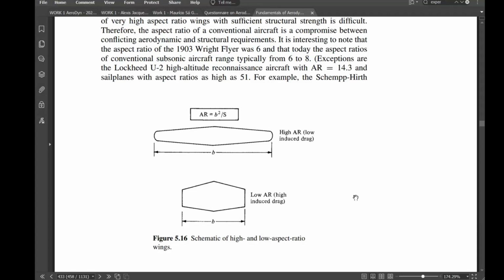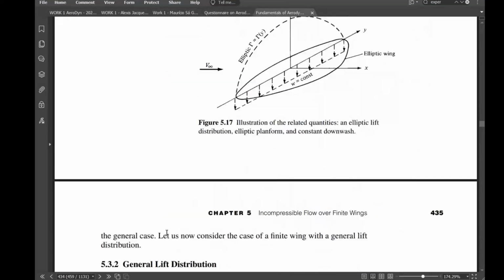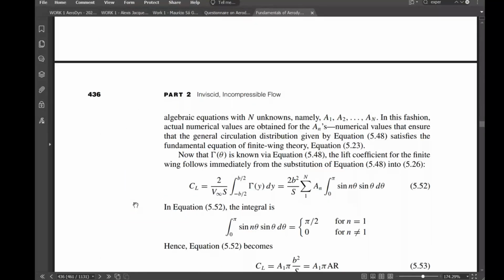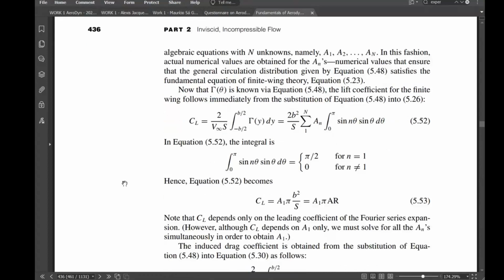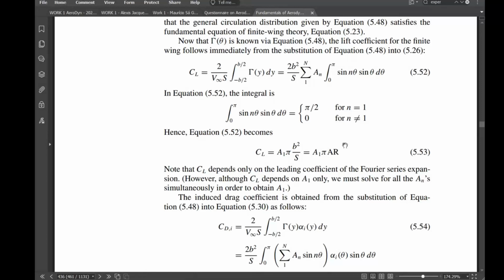But if we go back to the theory of aerodynamics and see the definition of aspect ratio as b squared divided by S, where b squared is the wingspan squared, and S is the area of this wing, we can find an analytical relation between lift coefficient and aspect ratio somewhere here. Look, like this, formula 5.53, for example.